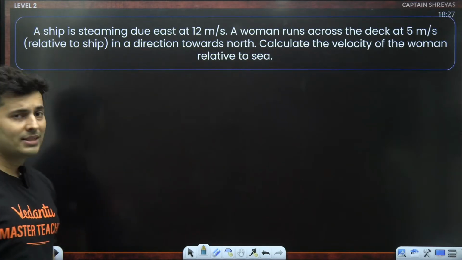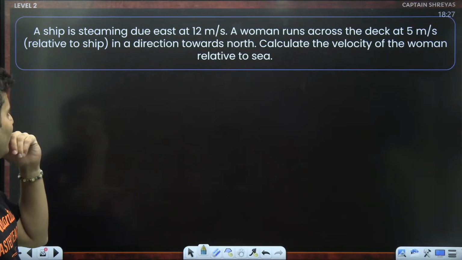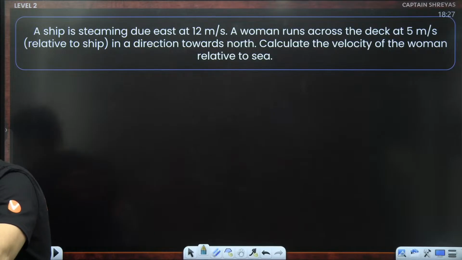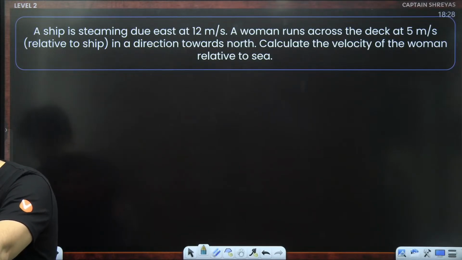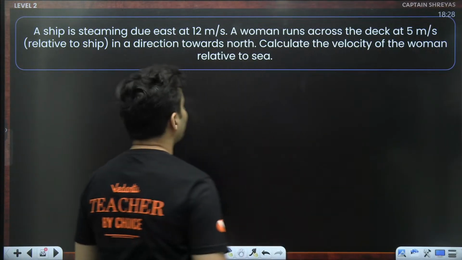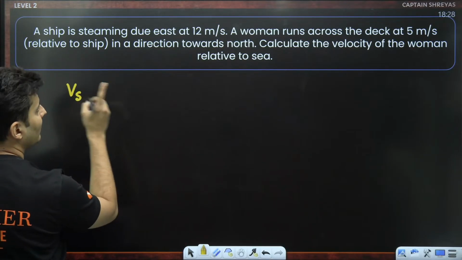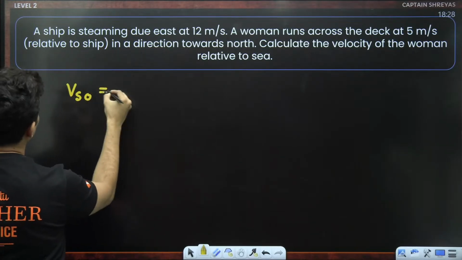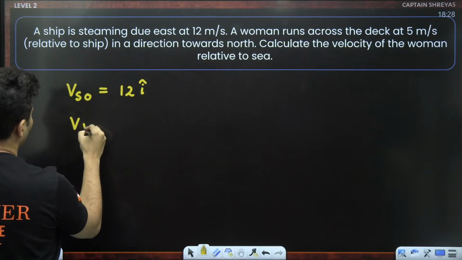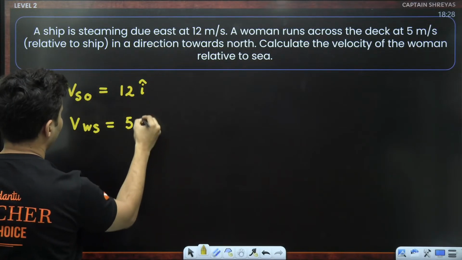Next one. A ship is steaming towards east. A woman runs across the deck relative to the ship in a direction north. Calculate the velocity of the woman relative to the sea. Come on, everyone, figure this question out. Ship, woman question. What do we do in this particular case? Let's see. The ship is going due east at 12. So velocity of the ship with respect to the ocean or the sea will be 12 i cap because it is towards the east. Velocity of the woman with respect to the ship is north. How much? 5. So 5 j cap.